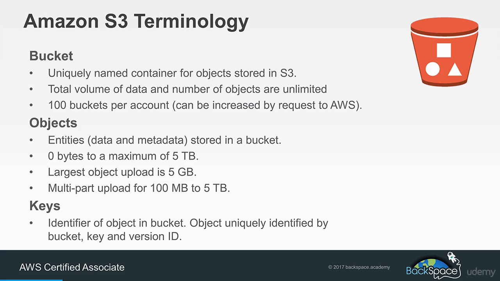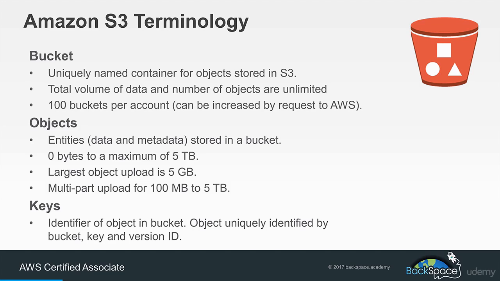Also, we have keys. A key is a unique identifier of an object in a bucket. So an object will be uniquely identified by its bucket, its key and its version ID. If we have multiple versions of a document, for example, each one of those versions will have a version ID attached to it.